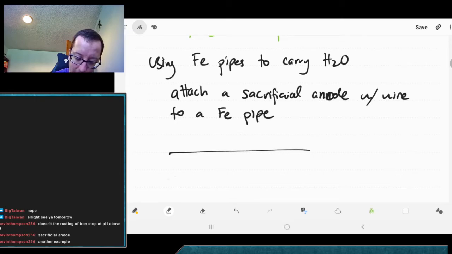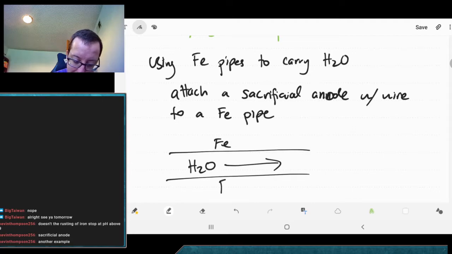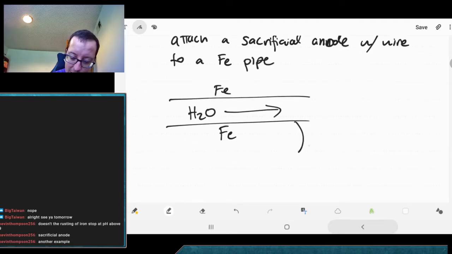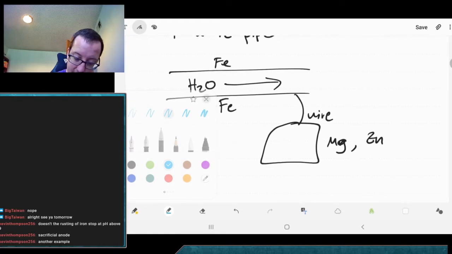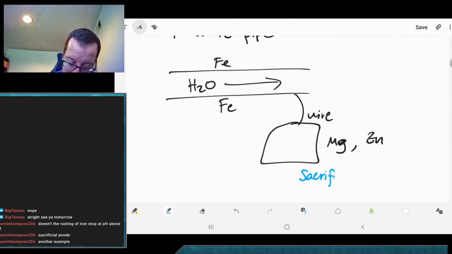So you've got your pipe going along. It's got your water in it as it goes. This is the iron pipe. If you just have a wire here connected to a source of some other metal that's more easily oxidized, like magnesium or zinc, you can have this protect your pipe as well. So this will be your sacrifice here. That'll protect your iron pipe, so you can still use steel for piping as well.